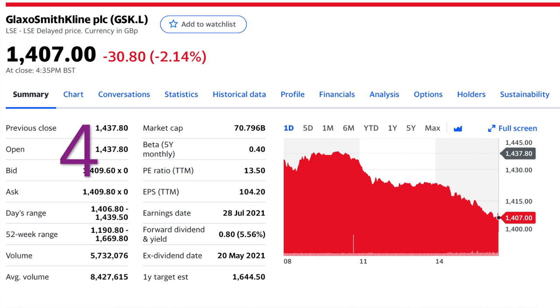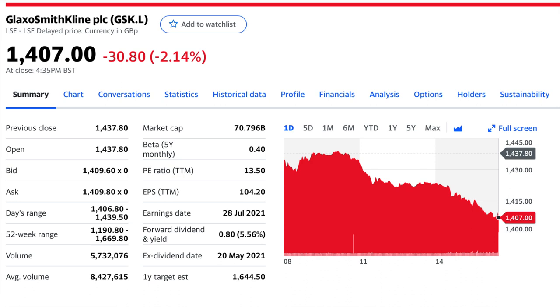Right, fourth on the list is actually one on the London Stock Exchange, and that is GlaxoSmithKline, stock ticker GSK. They have a large market cap of $100.256 billion, and their dividend yield is 5.37%.